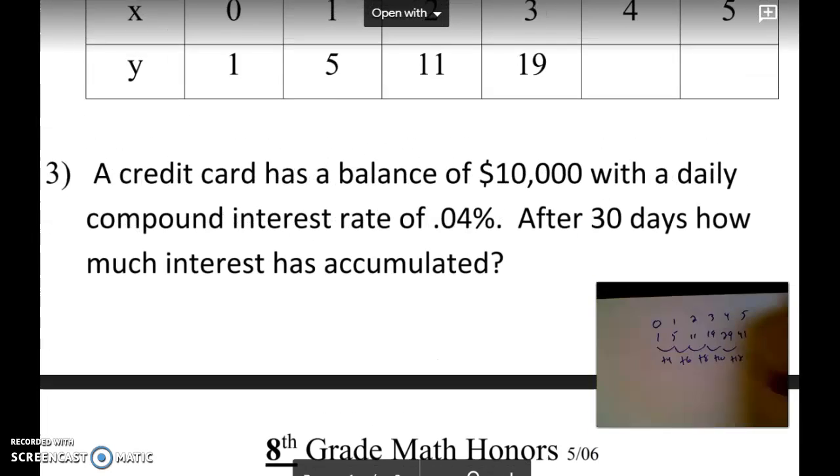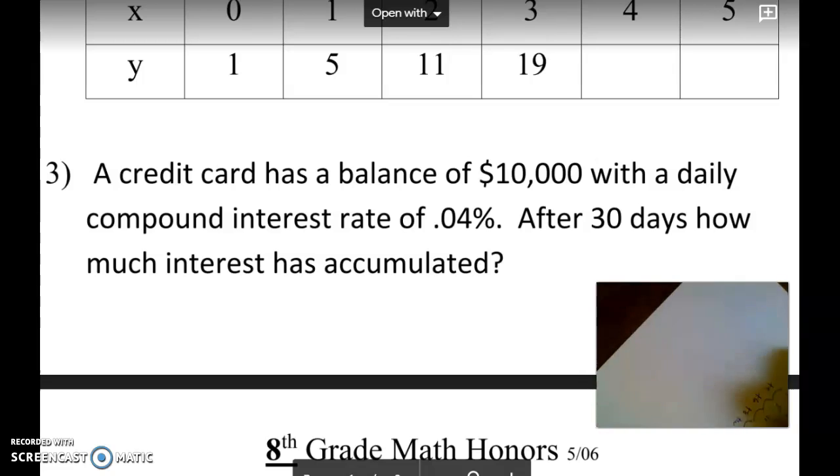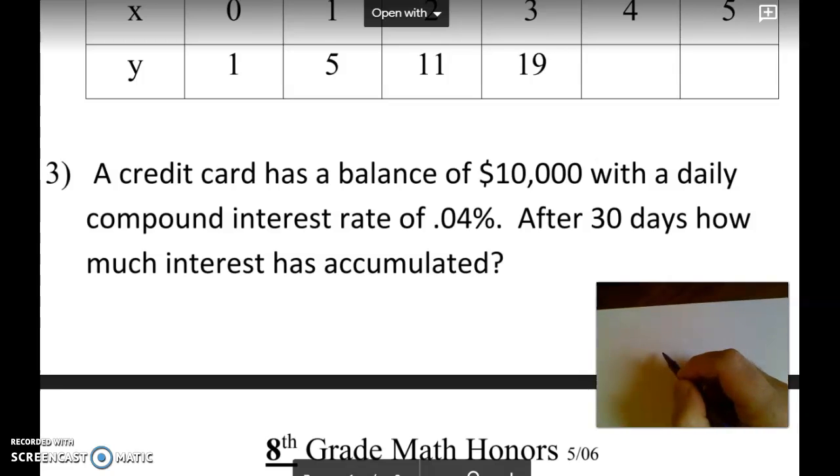And the final one, we have a credit card. Want to know how much interest will accumulate after 30 days. And because it's compound interest, it's going to be an exponential equation, which is in the form of y equals a times b to the x power. A is always the y-intercept, so in this case it's 10,000. That's the value on the card. The b is a multiplier. The catch is the percent in this problem.